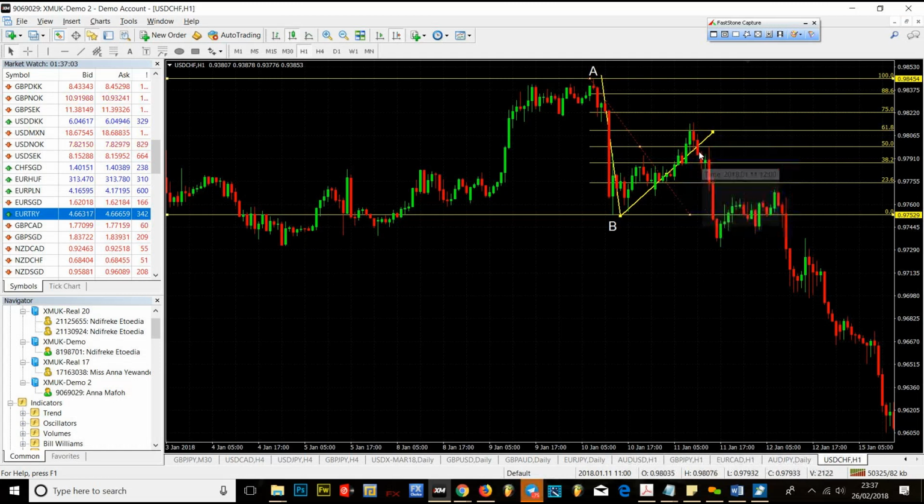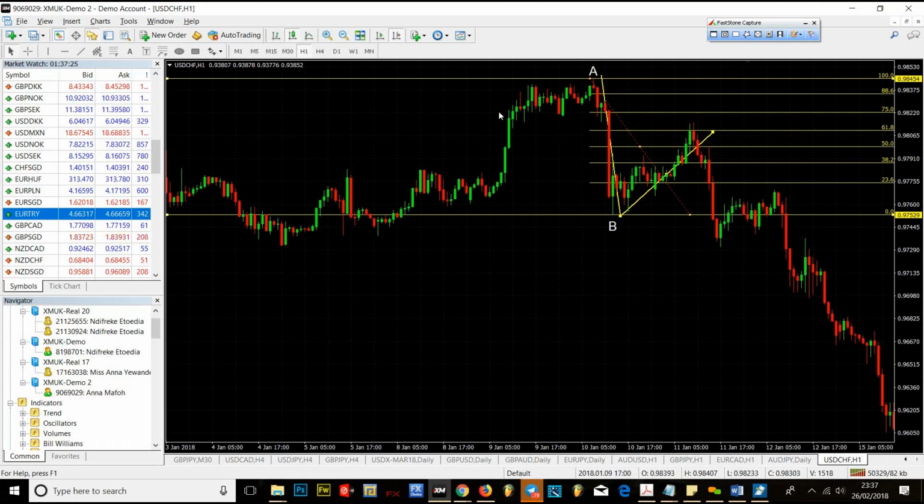Immediately it broke out. It closed below, and then the next candle began to form, and that candle was a bearish candle. This is where you enter your trade. So you know that it retraces at your 61%.